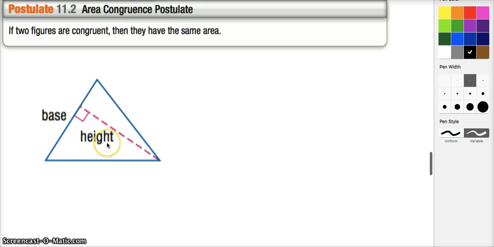So here we have a quick idea. We've got the base of a triangle and the height, and we have a postulate that just gives us some idea. Area of congruence postulate: if two figures are congruent, then they have the same area. I bet you guys knew that. All right, let's go on.